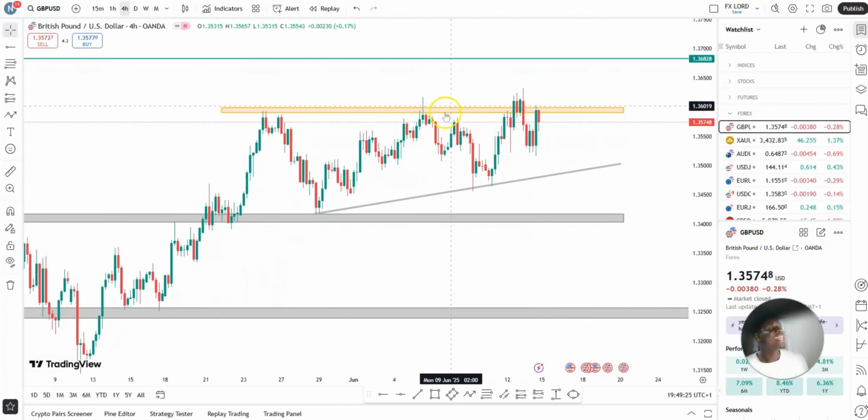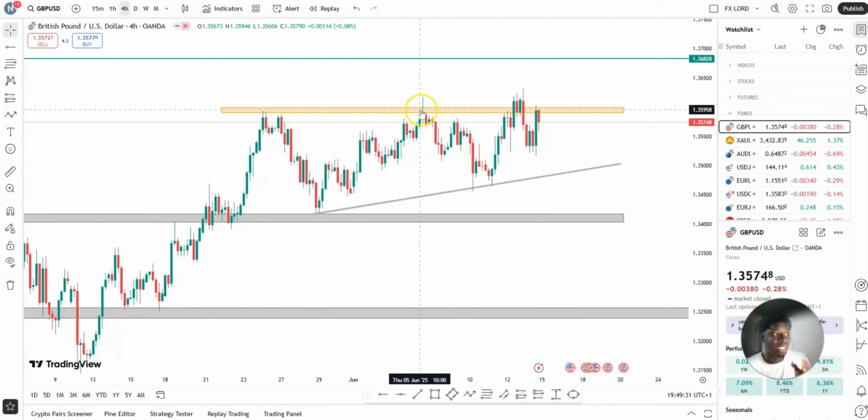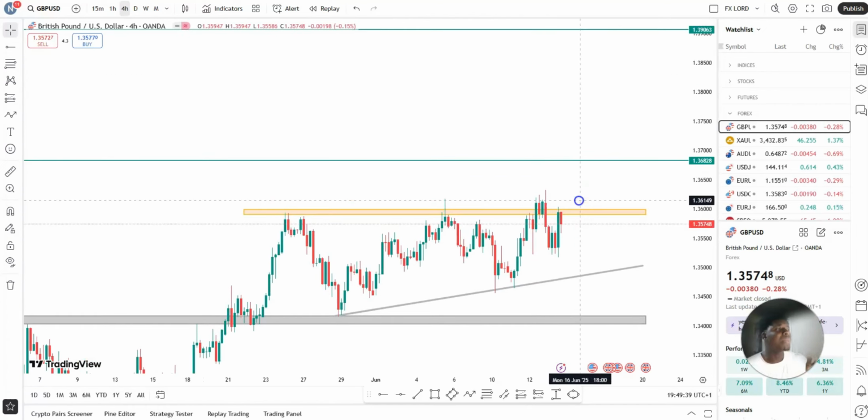On a 4-hour time frame, you can see that GBPUSD right now is making what we call indecision, right? Market gets here, retraces, gets back to this trend line, to this minor resistance, retraces. Now the market is at this minor resistance again. So what I'm expecting is a breakout of this minor resistance to the upside.